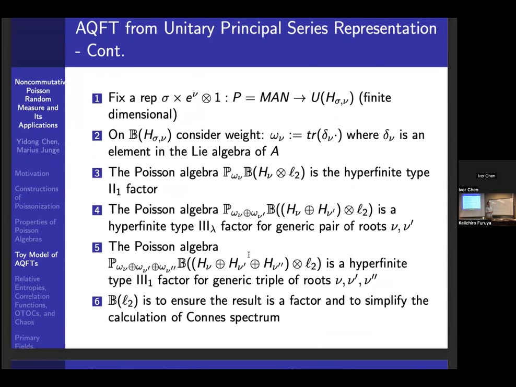Sometimes if I start with one single irreducible representation, I only get type II-1 in this construction. If I start with two pieces and the roots, in the sense of the algebra, are generic, I get type III lambda. If I have three pieces or more and they're in generic conditions, I get type III-1. These are all done by calculating by hand what the Kahn spectrum is.